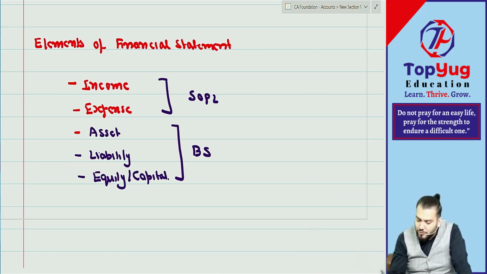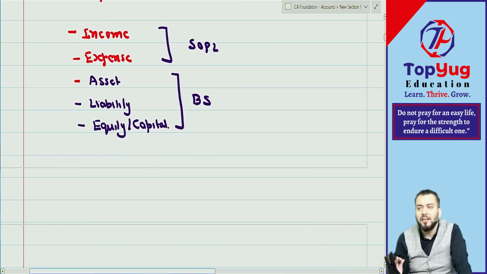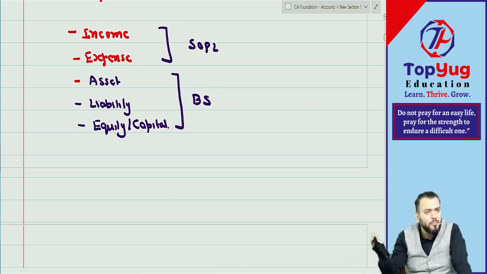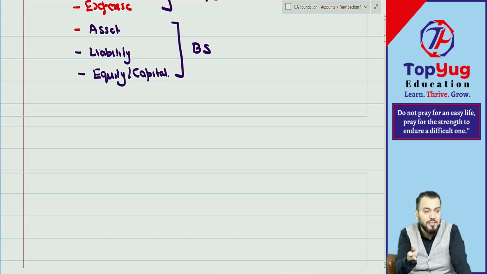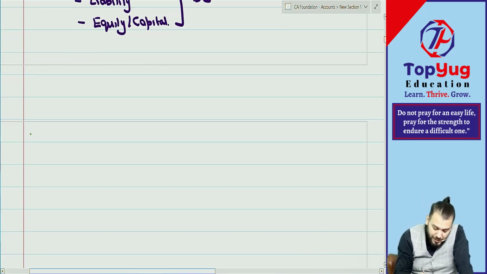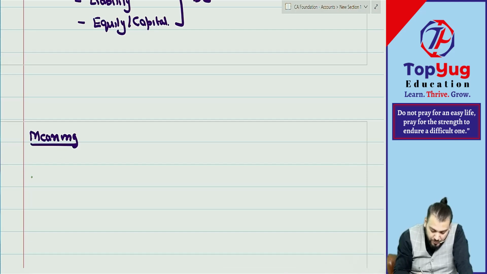Correct? Understood. Right now I will not give you the technical meaning. Technical meaning we'll discuss at some other point of time. Right now I will discuss the meaning which you can easily understand. So let us start the meaning from the point of view of understanding the recording, so that we can identify this is an expense, this is an income, this is an asset, this is a liability. So let us start with the meaning.